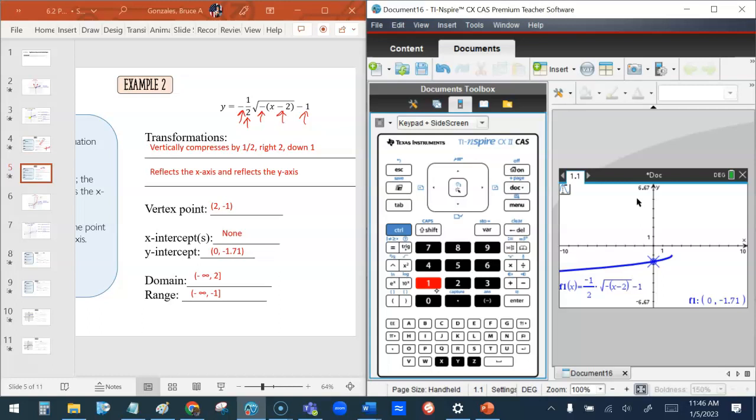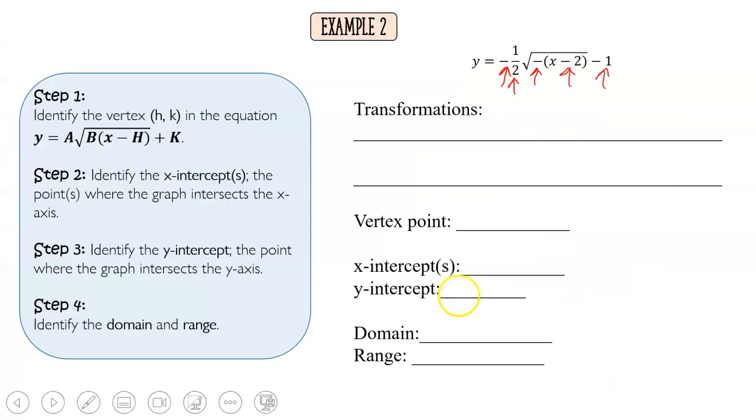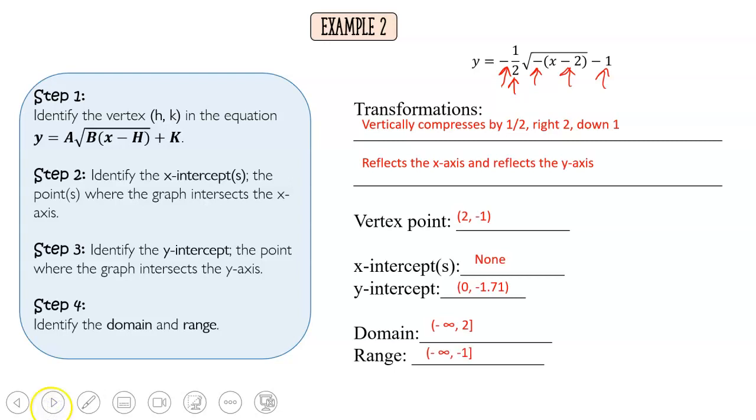Range, this goes down forever all the way up to negative 1. I want you to see, when I'm doing domain and range, I am using my vertex points. See that? Okay. What matters is which direction is it going. Okay, so please remember, domain is left to right, range is bottom to top. So make sure you have this slide filled out for example 2. Like this.